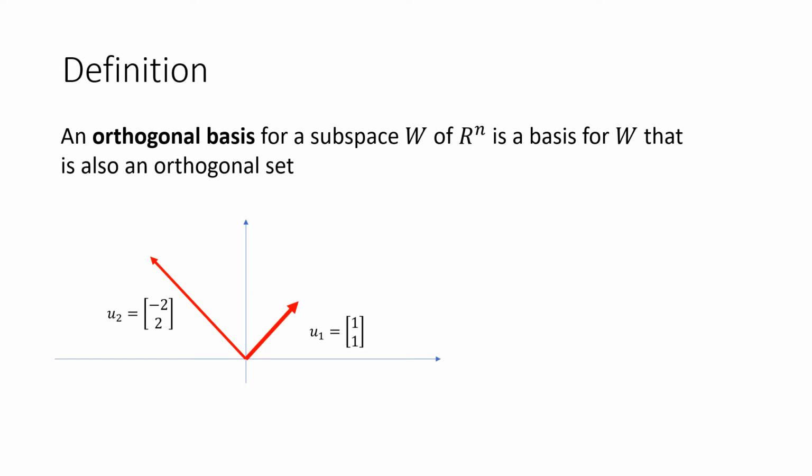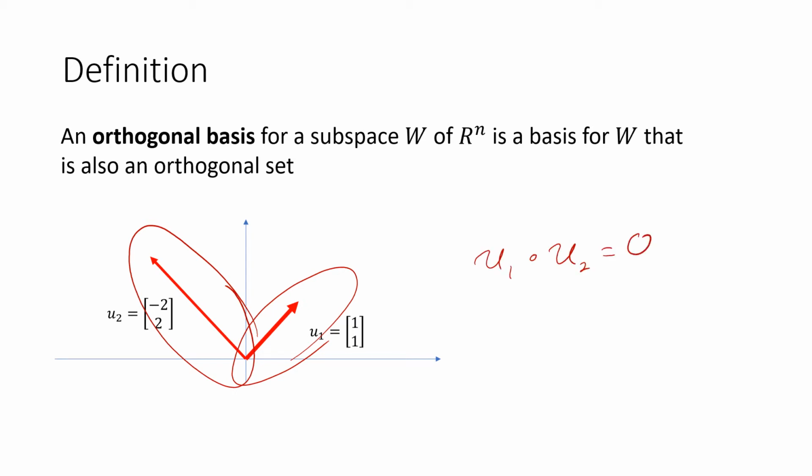Okay, so for instance, here is an orthogonal basis for R2. We have 2 vectors. Those 2 vectors span R2. You can build everything in R2 out of them, but they are orthogonal. That vector is orthogonal to that vector. u1 dotted with u2 is equal to 0. That is an orthogonal basis. And it doesn't have to be a basis for the entire space. Any subspace that has a basis where all the vectors in the basis are orthogonal, that's called an orthogonal basis for that subspace.